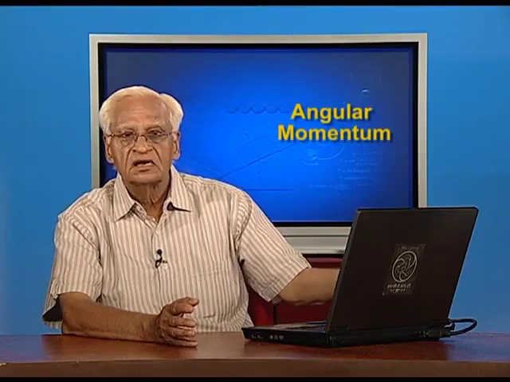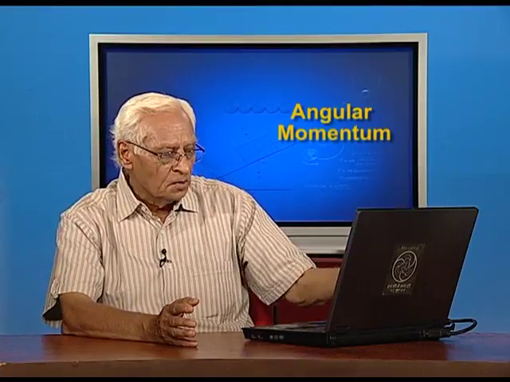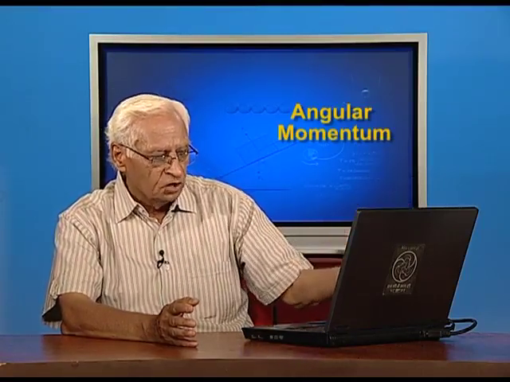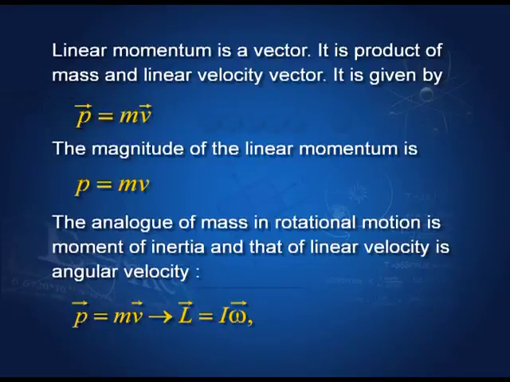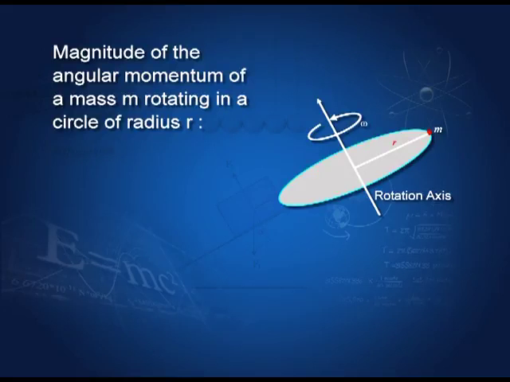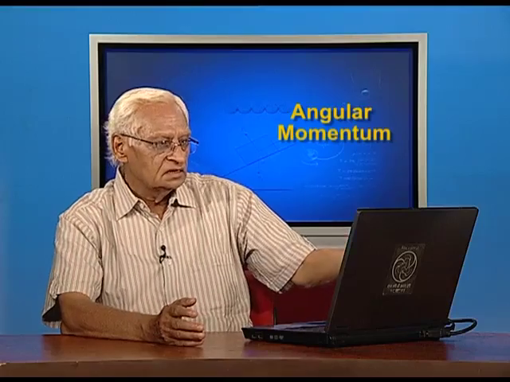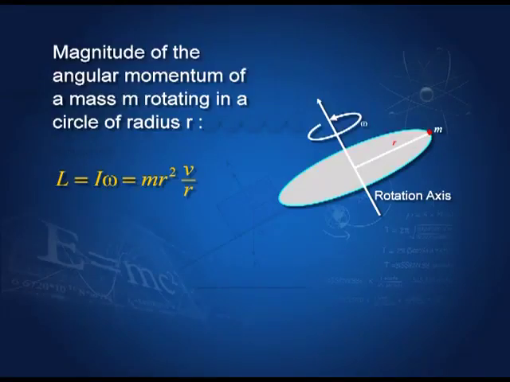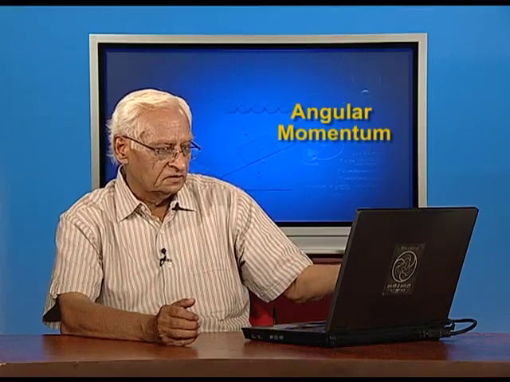where L is called the angular momentum. We have just found this by translating linear momentum to angular momentum, velocity to angular velocity, and mass to moment of inertia. The magnitude of the angular momentum of mass m rotating in a circle of radius r, as shown here, is L equal to I omega. I is m r squared, omega is v by r, therefore, it is equal to m r v or equal to m r squared omega, depending upon which formula you prefer.